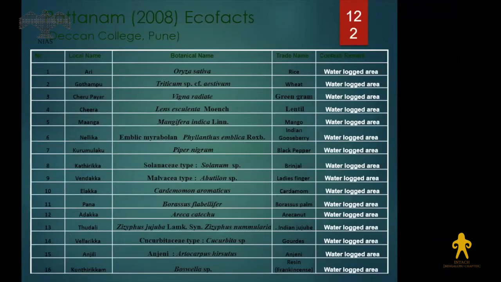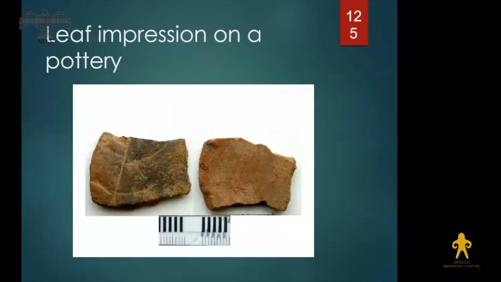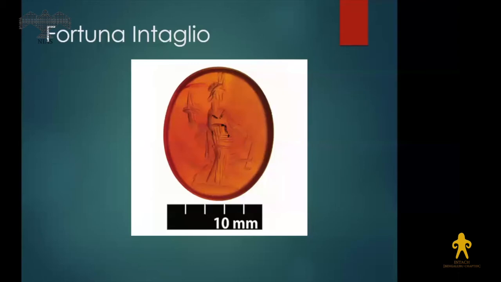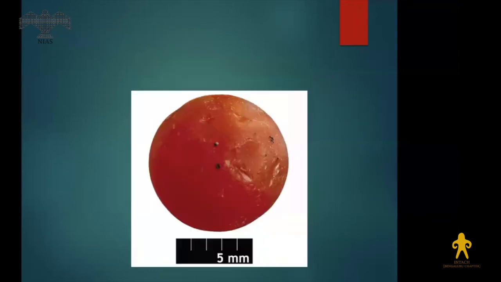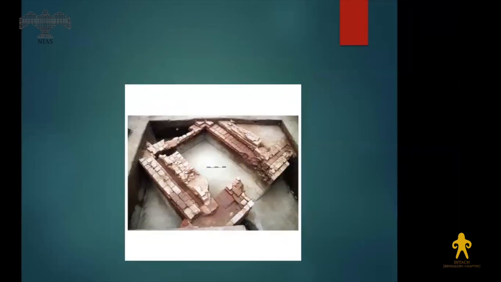So many things were recovered from a waterlogged context at Pattanam. They clearly tell about the trade activities that took place at the site. This is again a terra sigillata. This was a Fortuna intaglio found at the site of Pattanam, typically influenced by a Roman or Western context. It's not a local product. And amphora and carnelian beads, you get a lot of material culture.